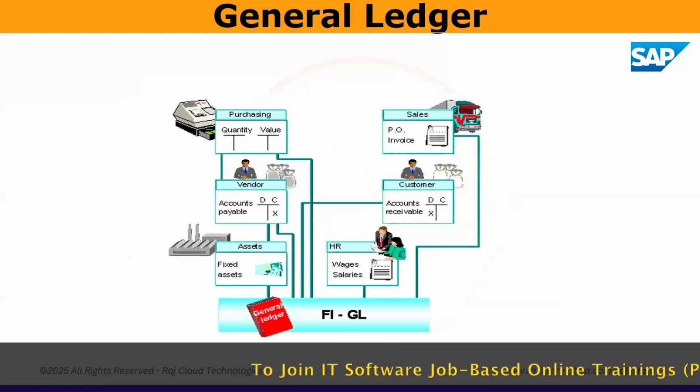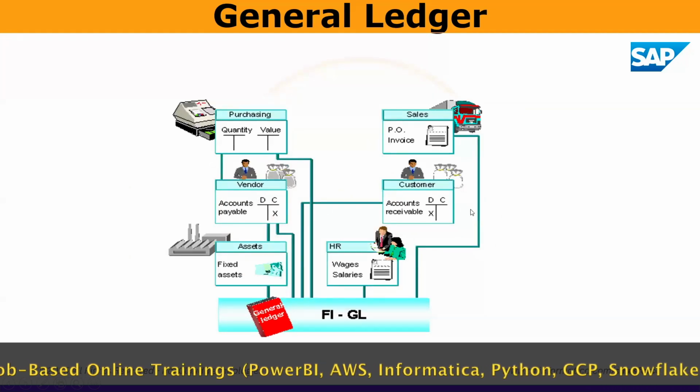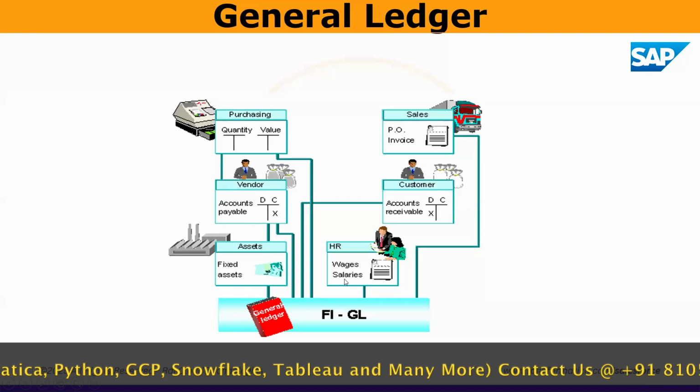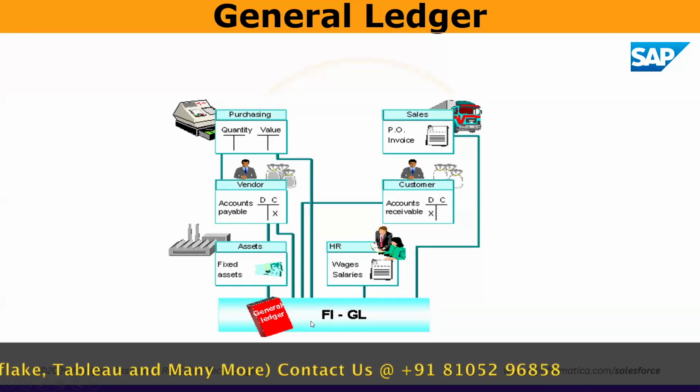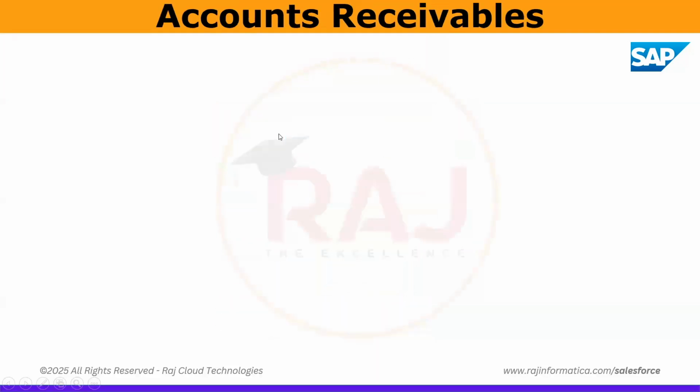In the general ledger, all the transactions get recorded from purchase side, sales. We have vendor and customer posting, asset related posting. If you have any HR related posting for salary, wages, apart from that, your regular expenses and income related entries, every entry gets recorded in general ledger accounting.